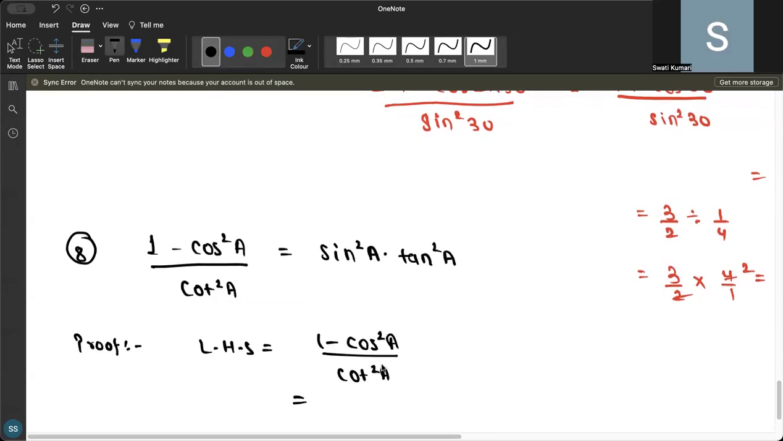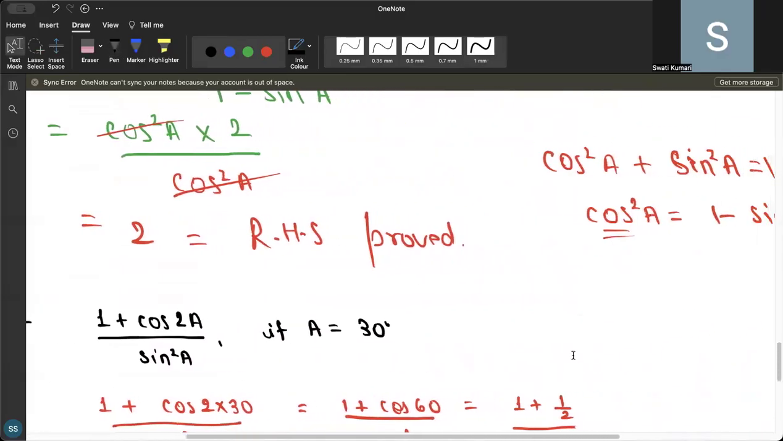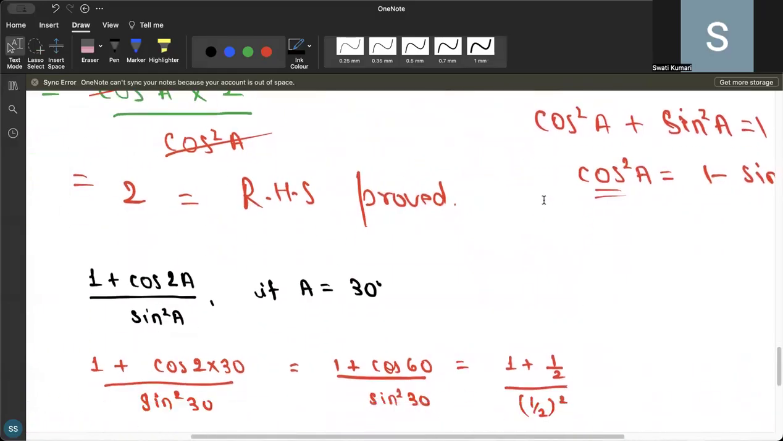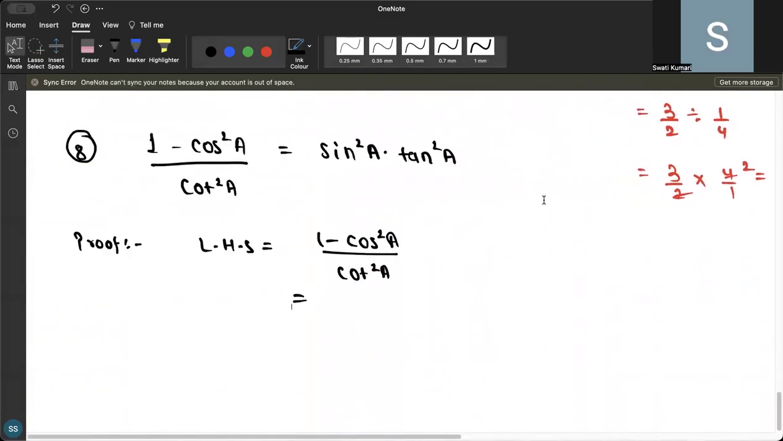I can write down 1 minus cos square A as sine square A. The same formula here, which I have used, this one. I'm directly writing, but you can, of course, write down this formula in your exam. So 1 minus cos square A will become sine square A upon cot square A. I'm writing as it is. I'm so sorry, this is not cos square. This is cot square A. Cot square A.